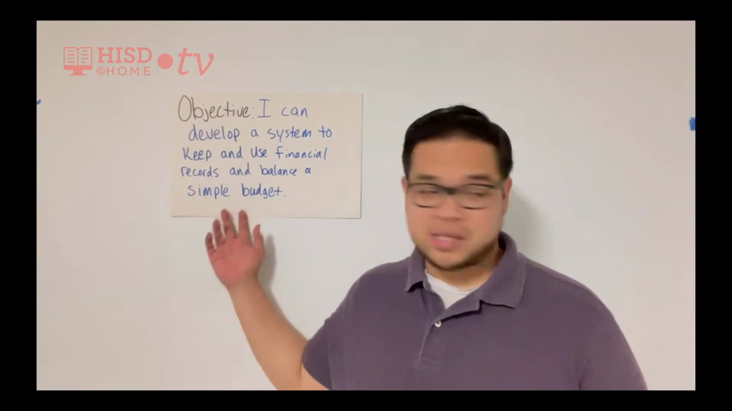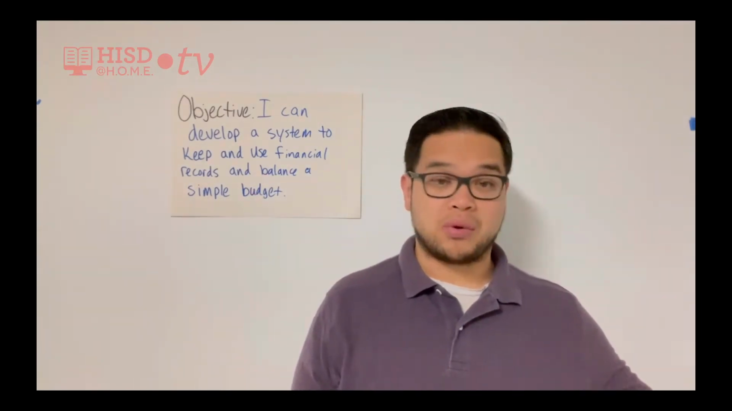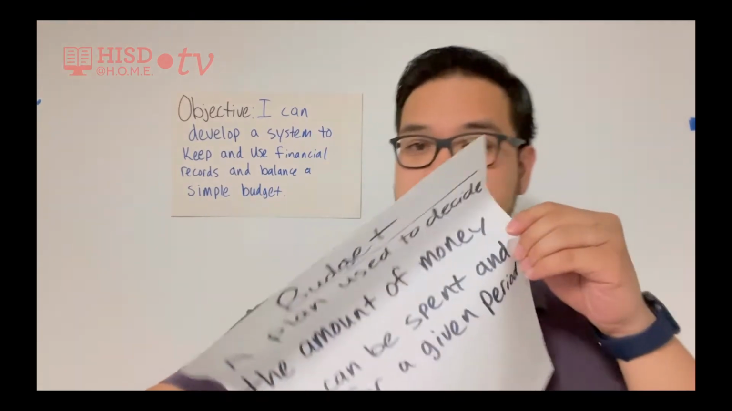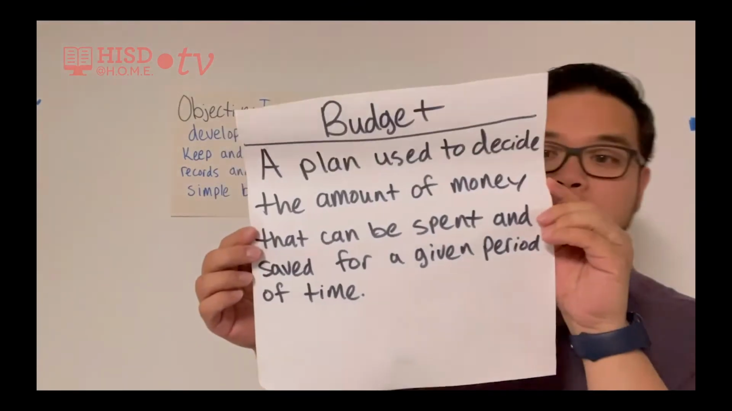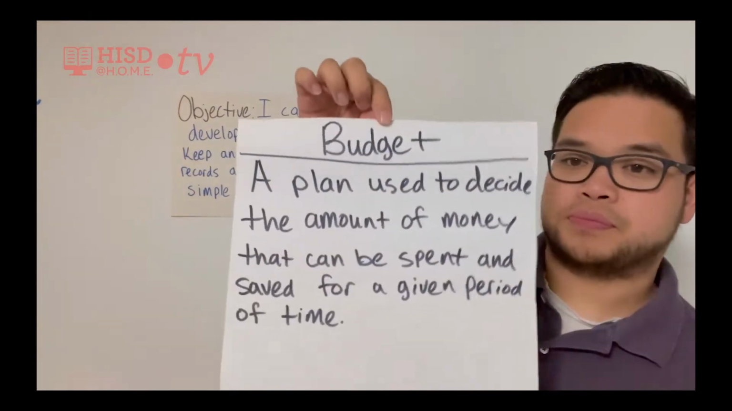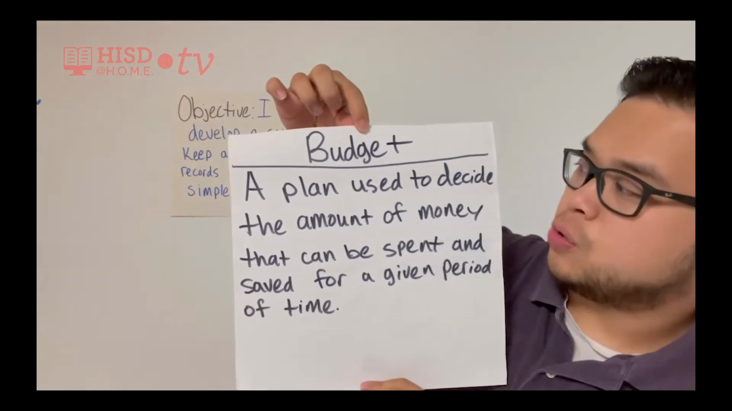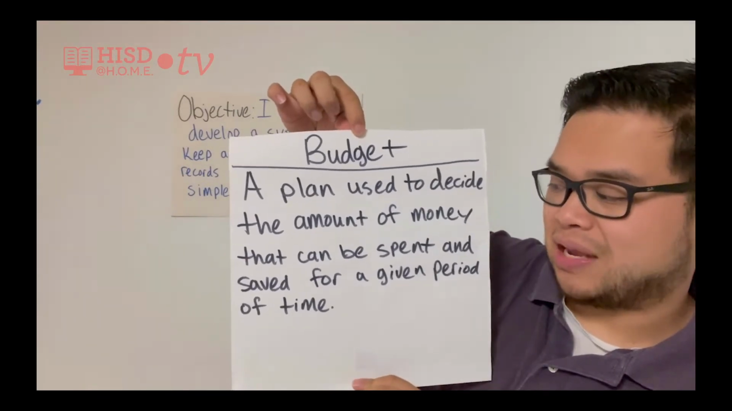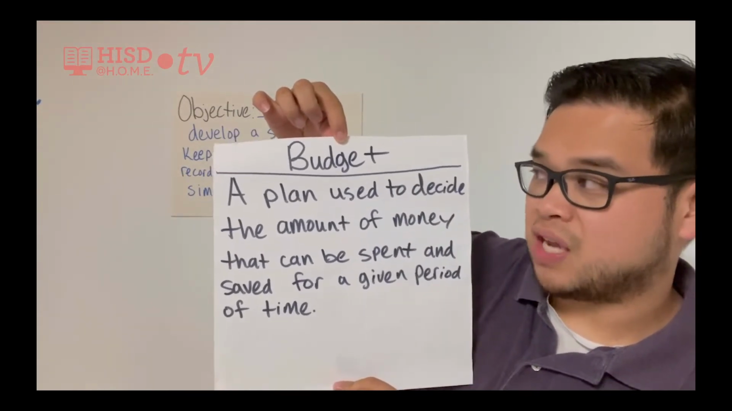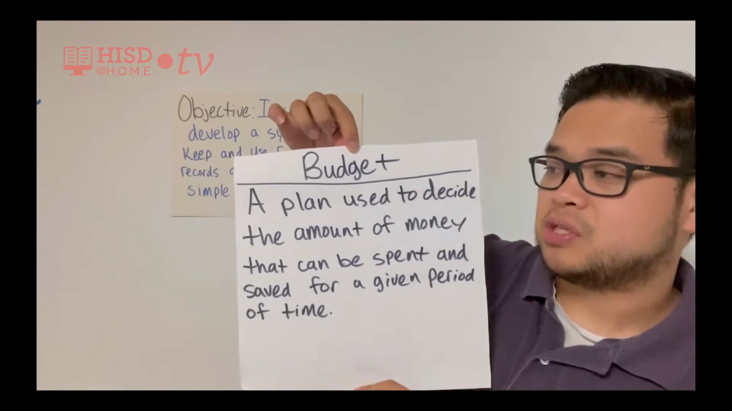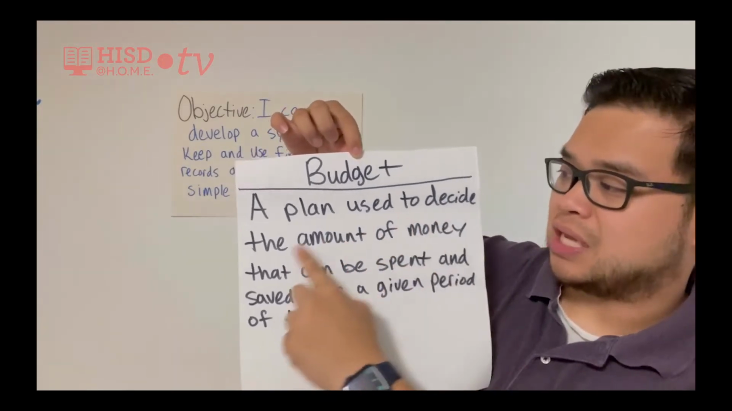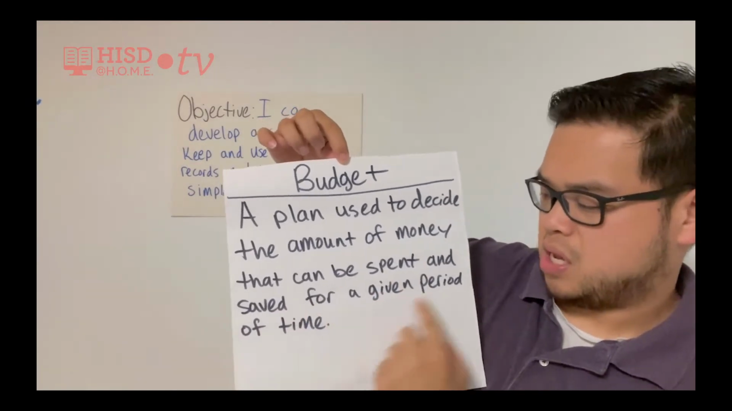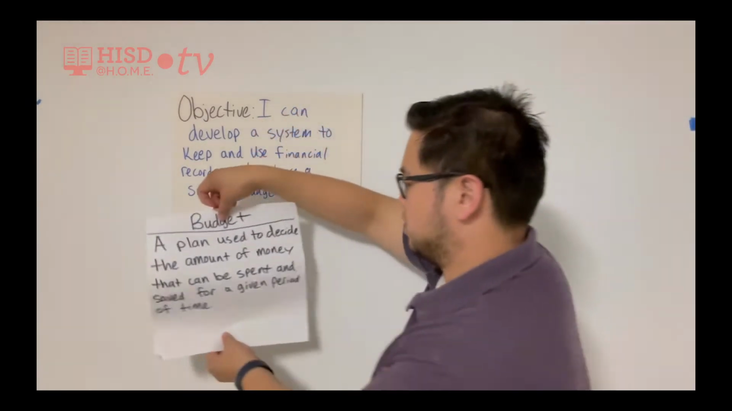Okay, so we went over our objective. Let's go over some vocabulary words. First word is budget: a plan used to decide the amount of money that can be spent and saved for a given period of time. So a budget is a plan used to decide the amount of money that can be spent and saved for a given period of time.